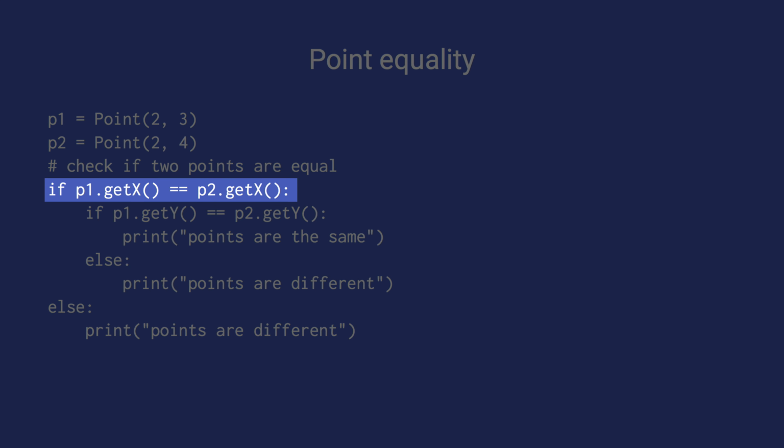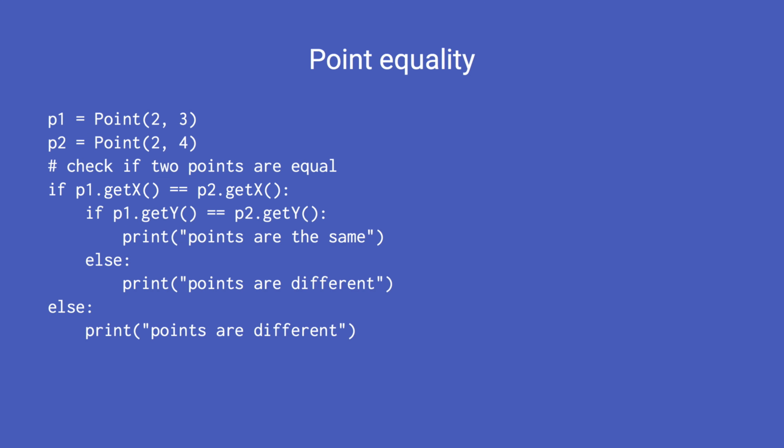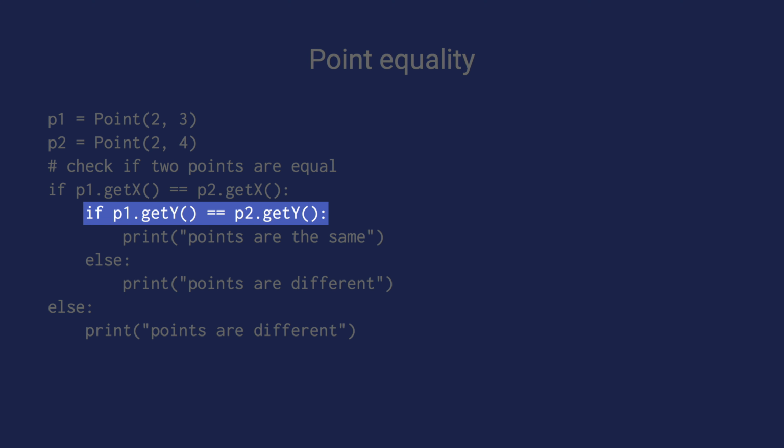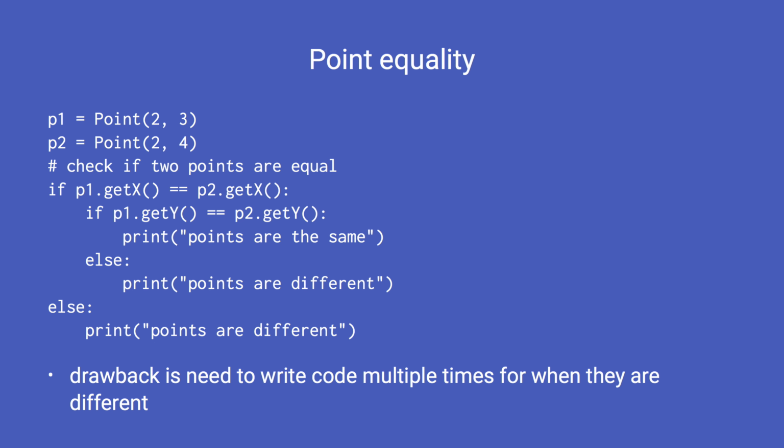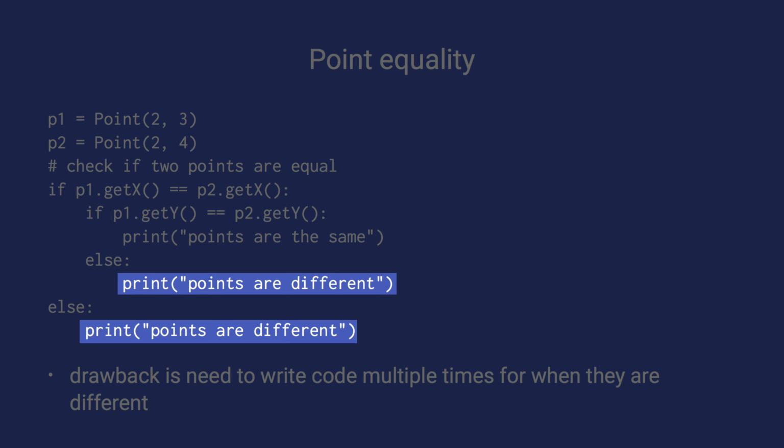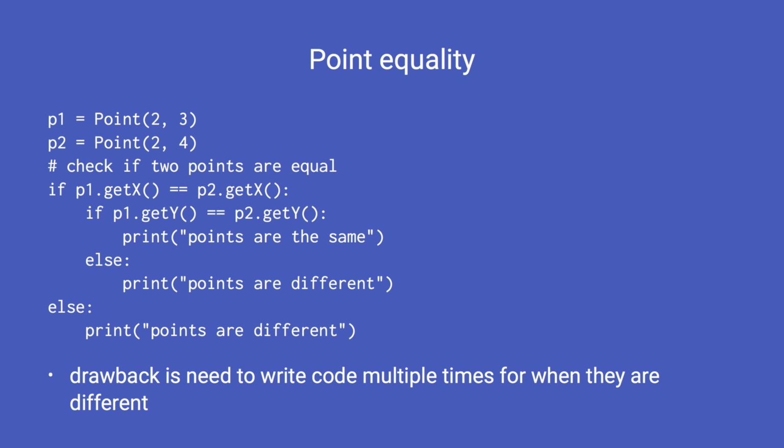We first check if the x-coordinates of the 2 points are the same. If they are, we then need to check if the y-coordinates are the same. As you can see from this code, we need to write the statements we want to do when the points are different in 2 places. We'll see how we can use Boolean operators so we only need to write the code once.